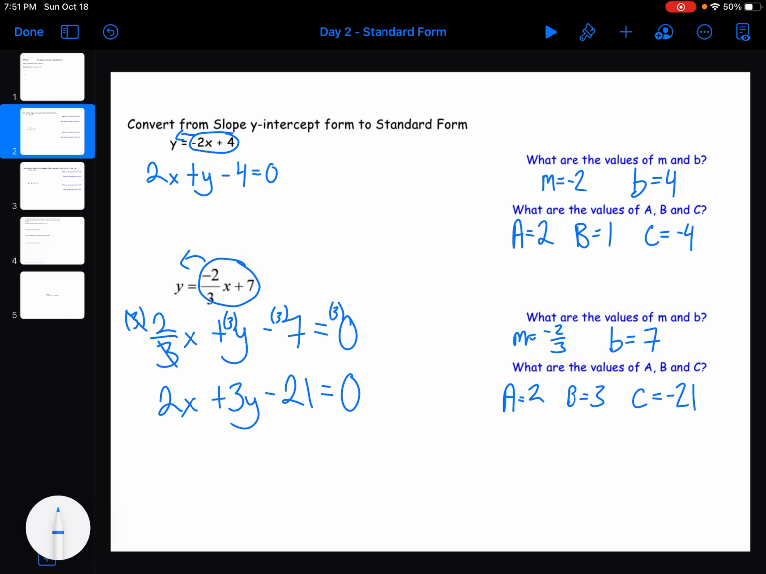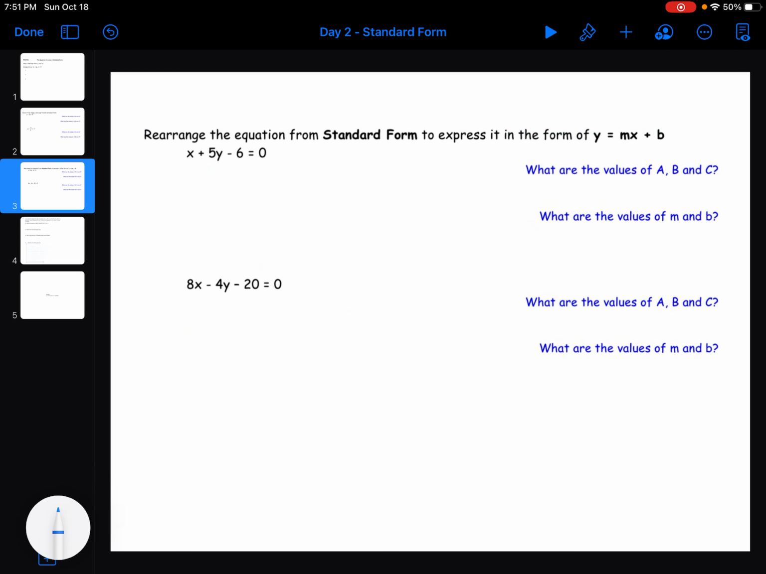Now what you need to recognize for this is the lowercase b is not the same as the uppercase B because they're representing two different things. The lowercase b is the y-intercept. The uppercase B is the number in front of our y value in standard form.